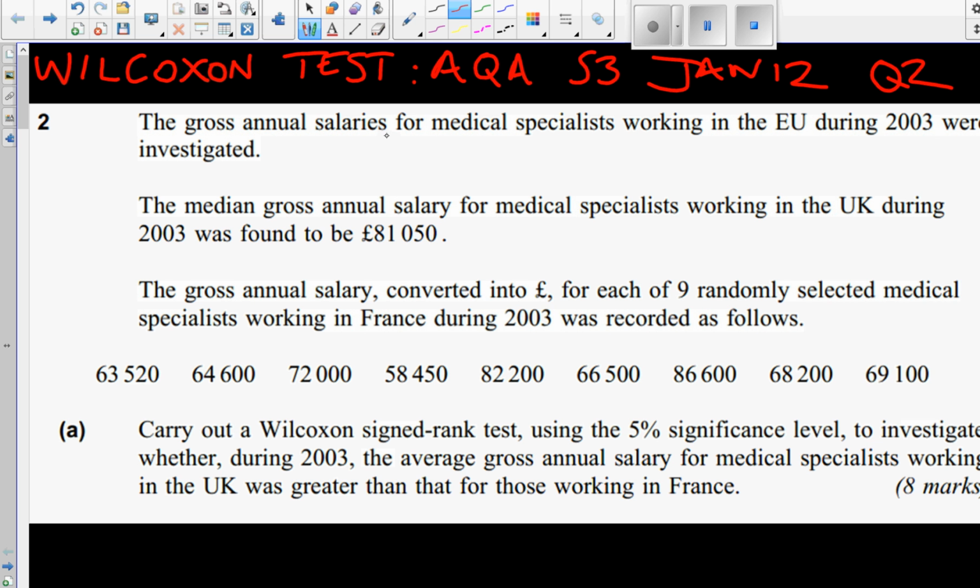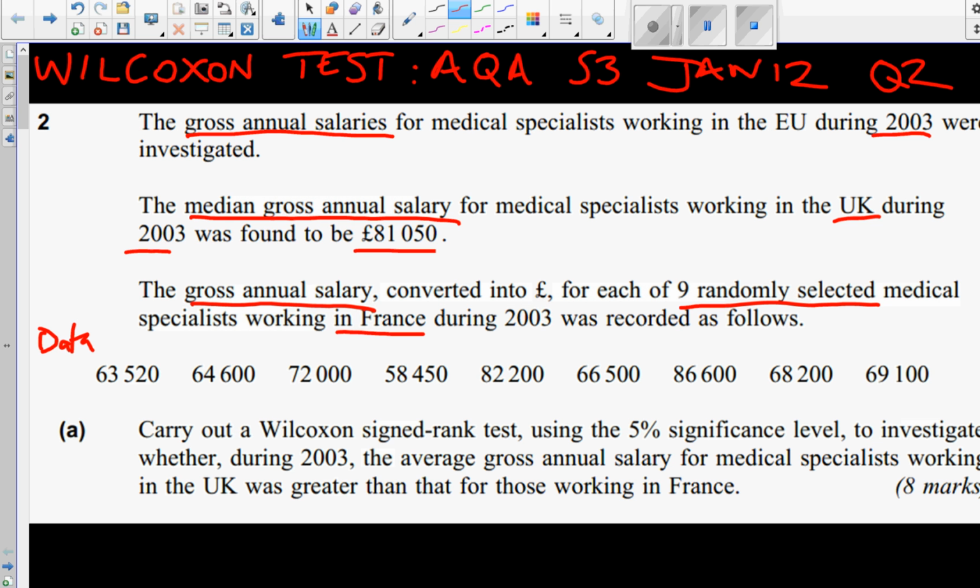So, first sentence. The gross annual salaries for medical specialists working in the EU during 2003 were investigated. The median gross annual salary for medical specialists in the UK during 2003 was found to be £81,050. The gross annual salary converted into pounds for each of 9 randomly selected medical specialists working in France were recorded as follows. So here's a set of data that we're going to use.